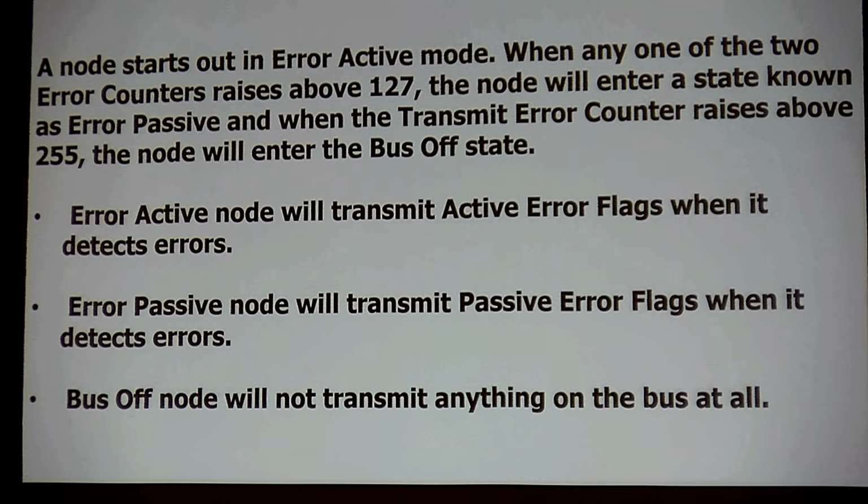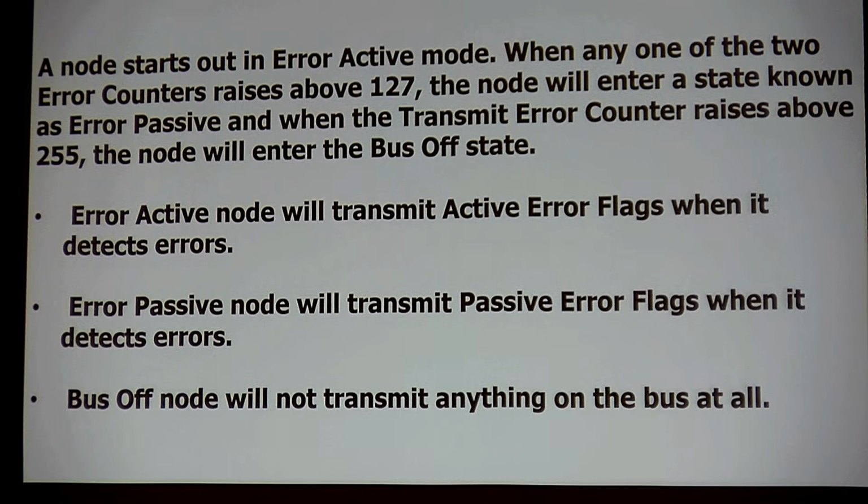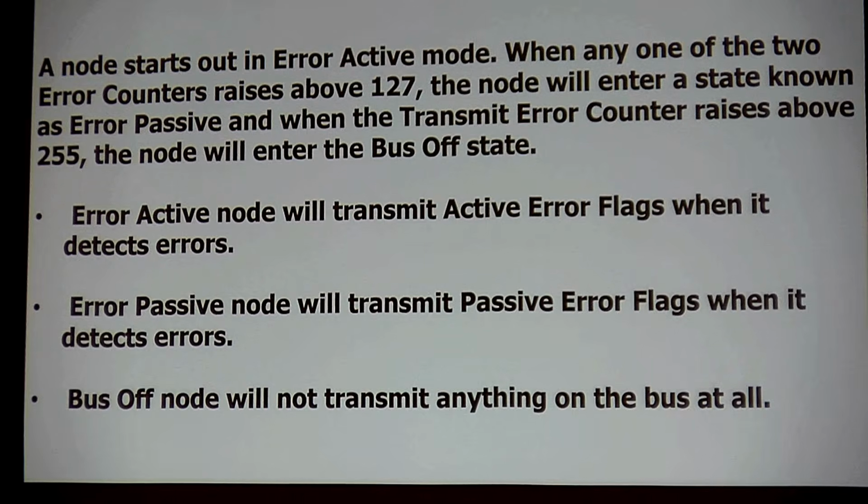That means that I can no longer destroy anyone else's data. I can destroy my own, but I can't do anyone else's. Error active, that's when you're below 127. So the counts, I haven't had a lot of failures. The more failures I get, right? I got all these failures.